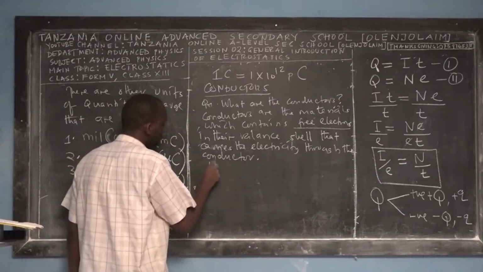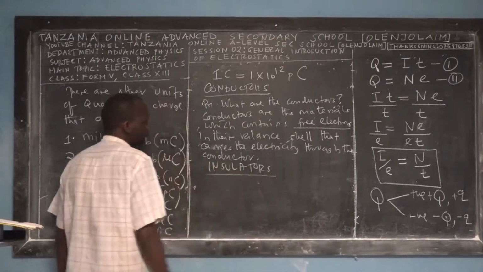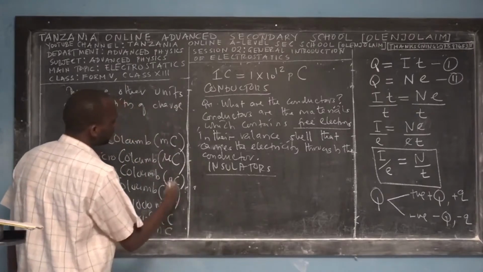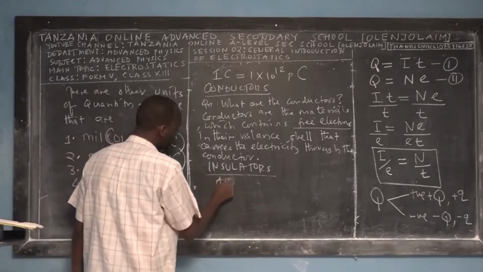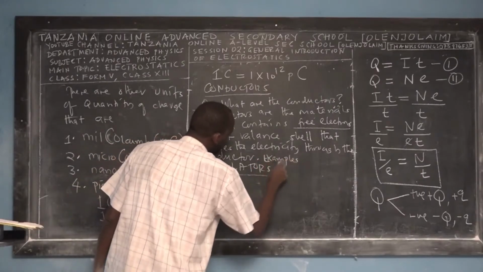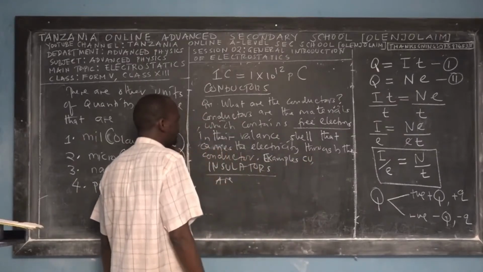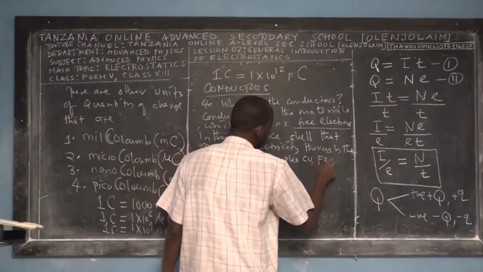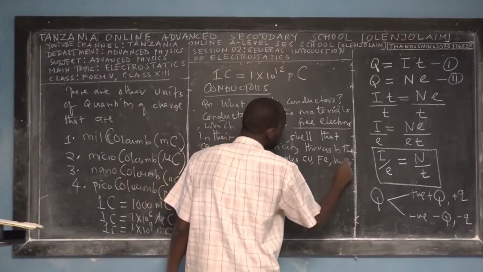Then we have insulators. What are the insulators? So examples of conductors are what? Copper, a material that is a good conductor of electricity. Iron, and even the human being.